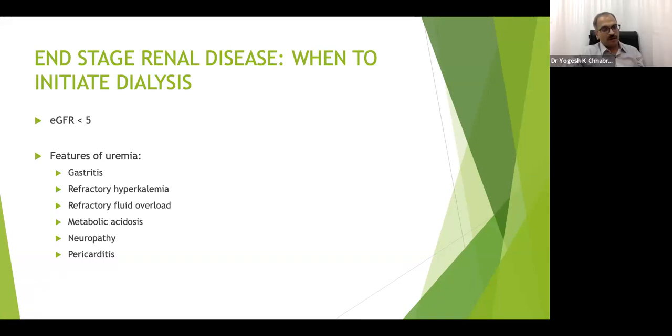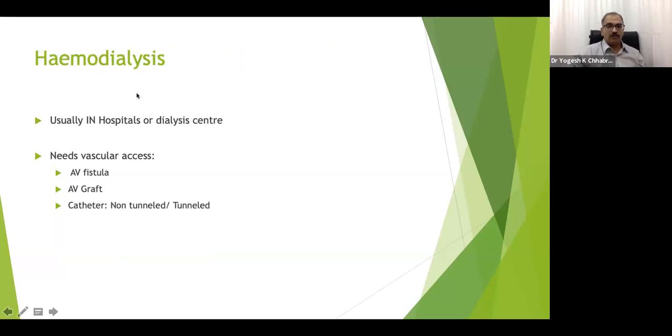If the features of uremia are there, like gastritis, refractory hyperkalemia, refractory fluid overload, metabolic acidosis, neuropathy, pericarditis, then we have to think about initiation of dialysis in this patient. As to what kind of dialysis the patient would like to opt for, we can tell them that they have an option of hemodialysis or peritoneal dialysis.